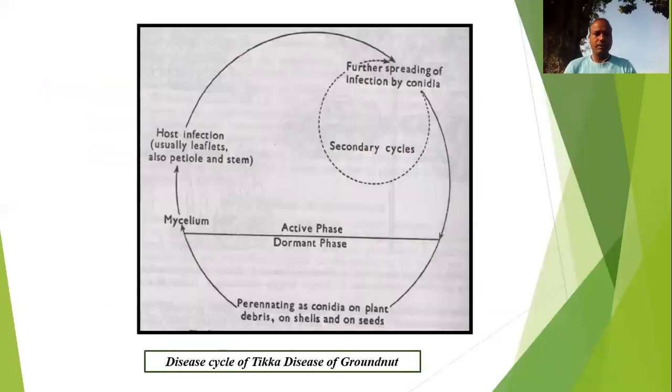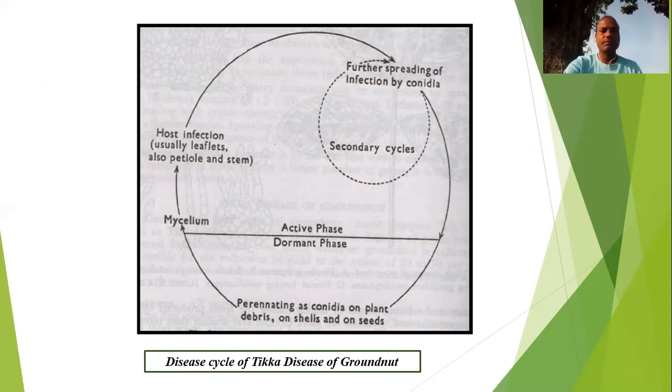You can see there are two types of phase here, active phase and dormant phase. In the active phase, the mycelia are active and cause host infection. Finally, there is further spreading of the infection by conidia. In the active phase, the conidia germinate. While in the dormant phase, the conidia are present on the plant debris, on the soil, on the seed. In the dormant phase, the conidia will not germinate. While in favorable conditions, that means what? In the active phase, the conidia germinate to cause the disease.